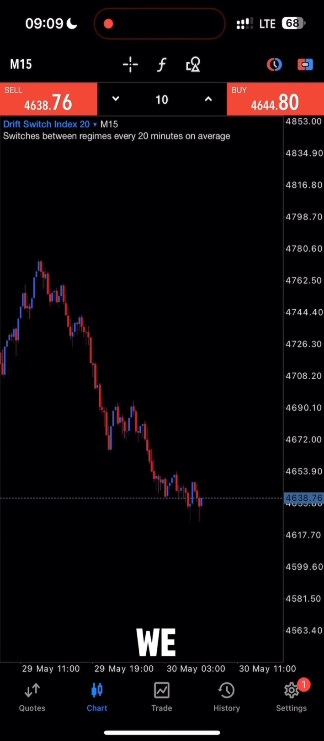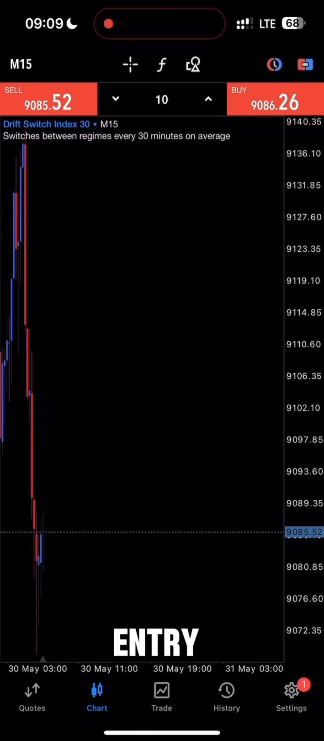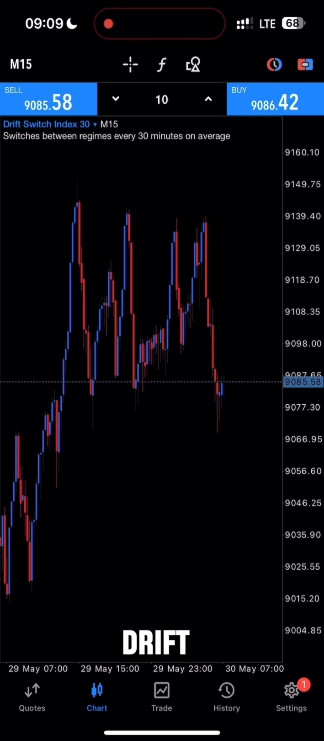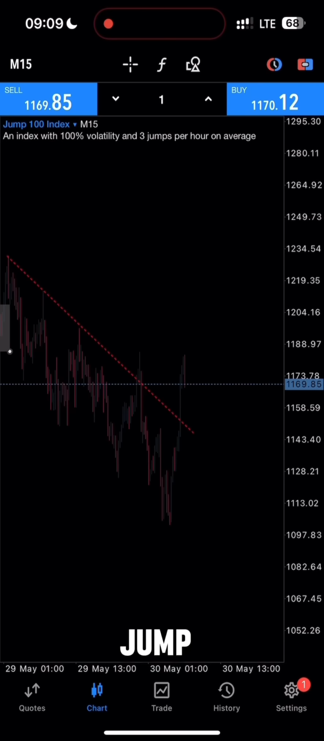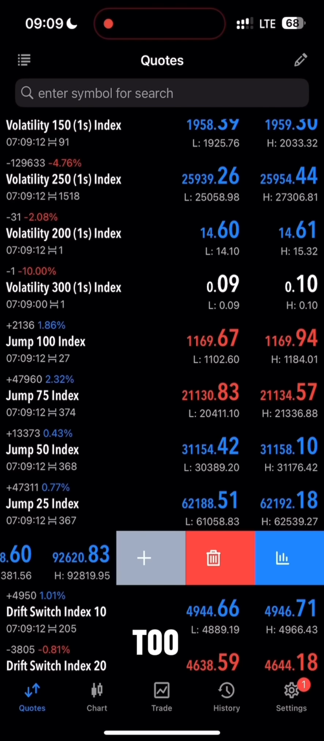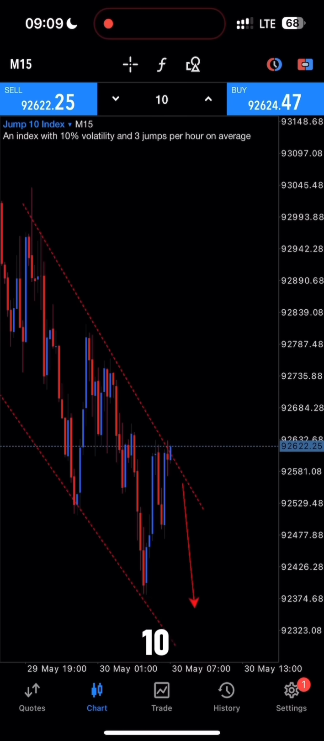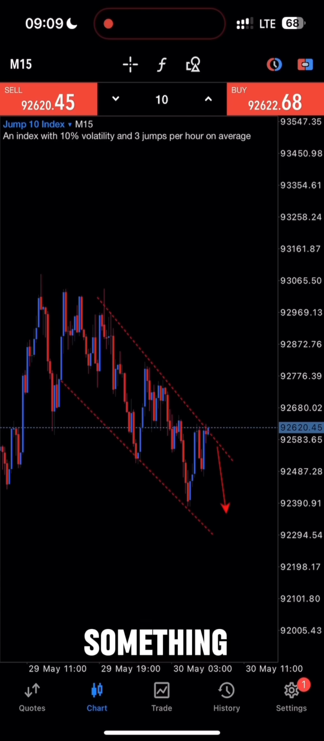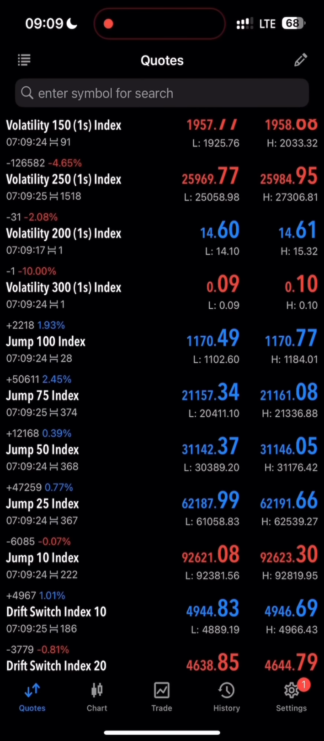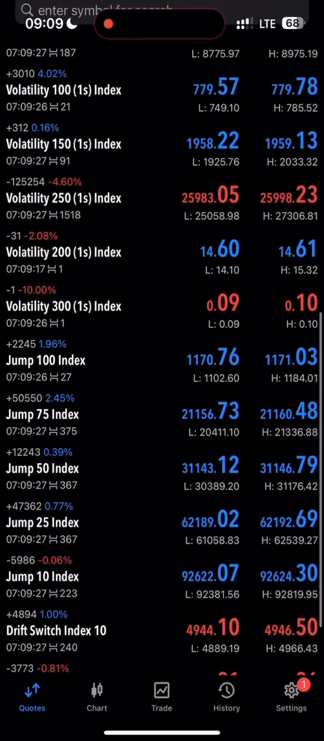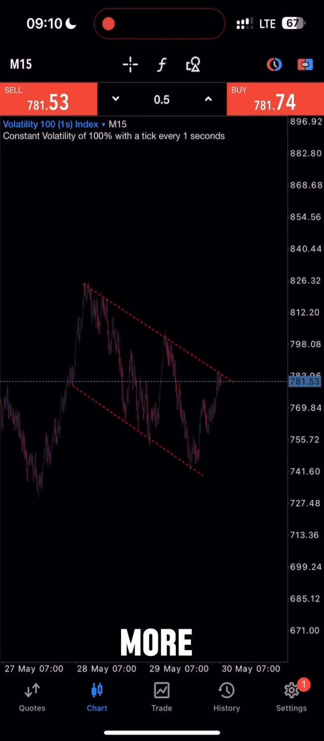So here we did not find an entry. We're in Drift Switch Index 30. We couldn't find anything. Here in Jump 100, nothing too. But Jump 10, I've already drawn something. So this one is clear. In Jump 10, it's going to go down. Let's scavenge for more entries.